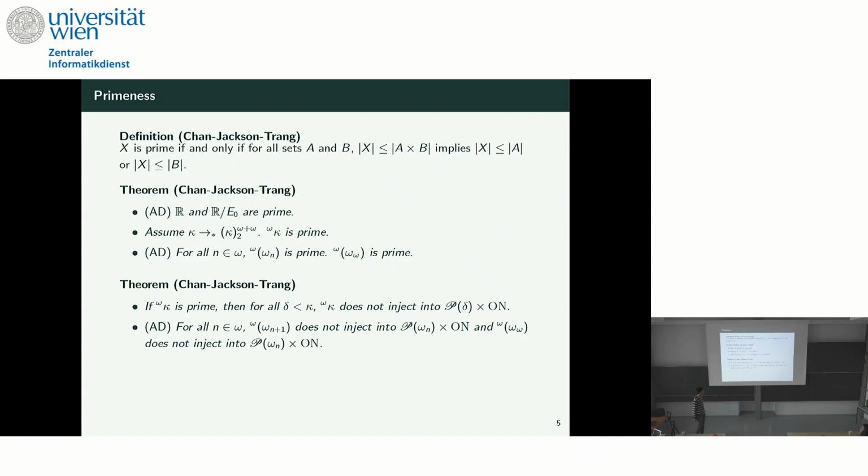So in particular, we now know that omega 3 to the omega does not inject into the power set of omega 2 across the ordinals. It's quite possible that every cardinal kappa to the omega is prime, but we don't know how to prove that. And later I'll mention another way that you might try to prove something like this.